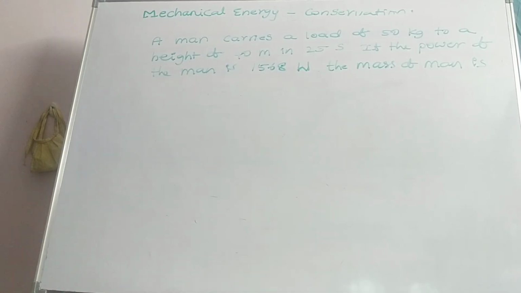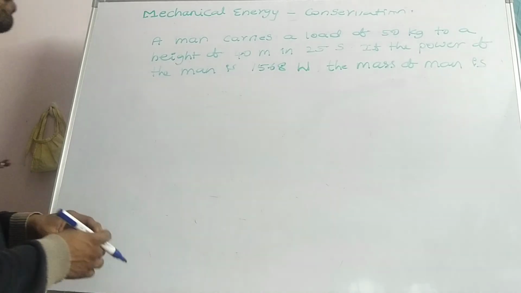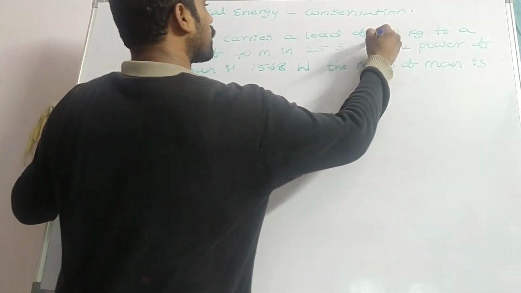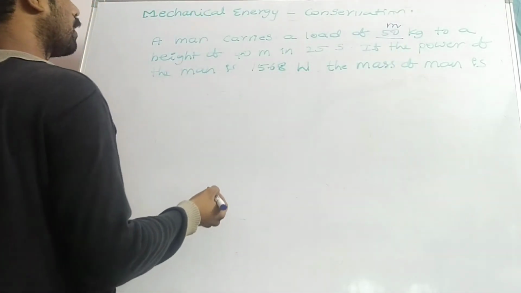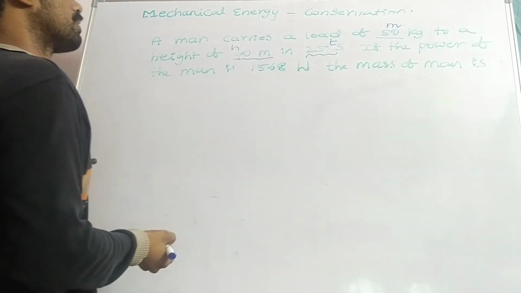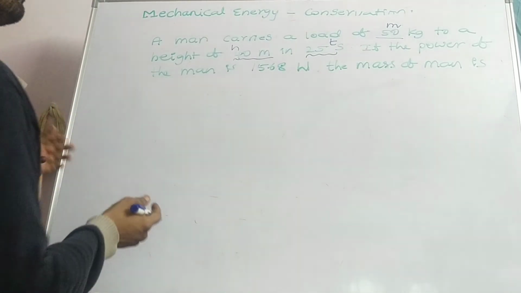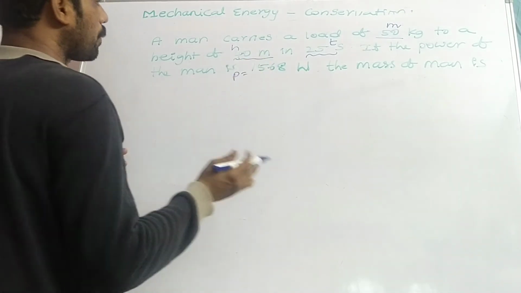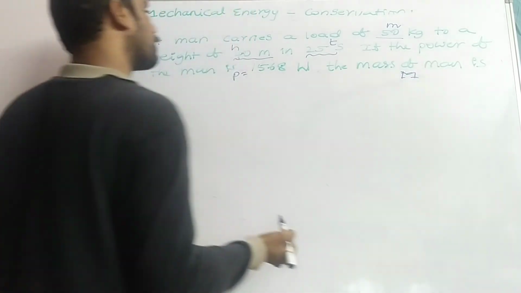A man carries a load of 50 kg to a height of 40 meter in 25 seconds. If the power of the man is 1568 watt, the mass of the man is? So here a person carries a bag, the load mass is 50 kg given. Let us consider that is small m, and 40 meter height h, in time t given 25 seconds. Then we have to find the mass of the man. Power is also given, P is equal to 1568 watt. Let us consider mass of the man is represented with capital M.